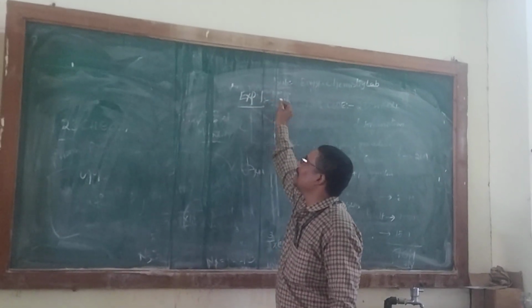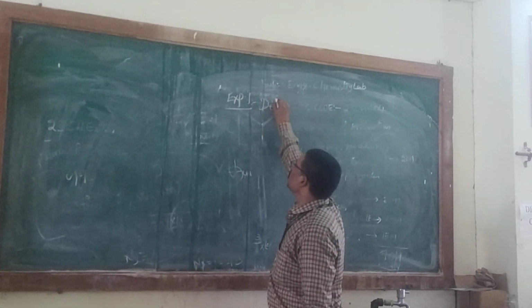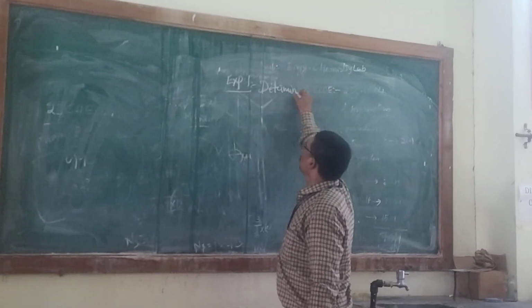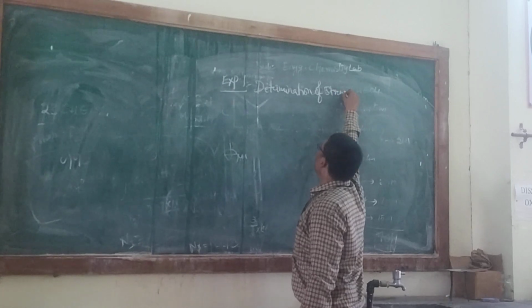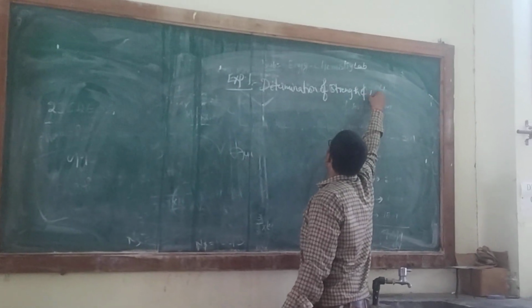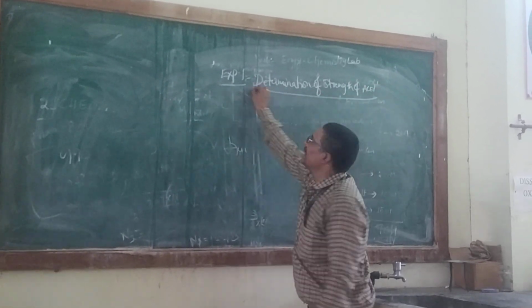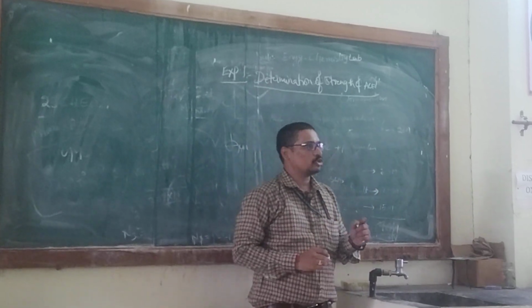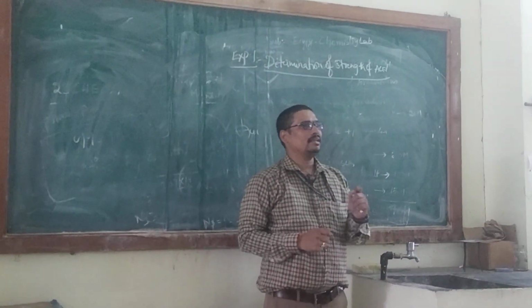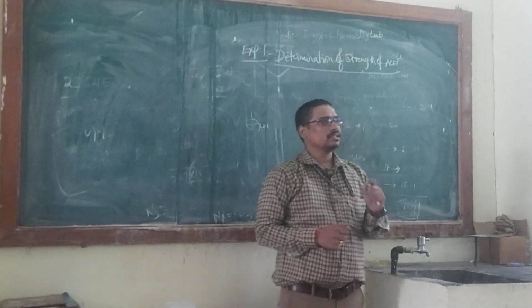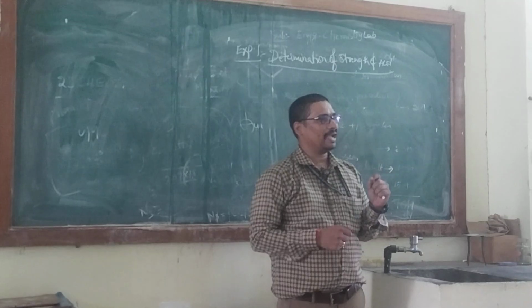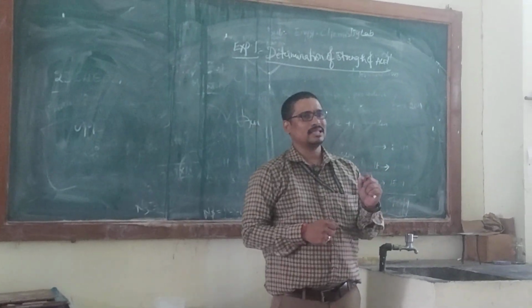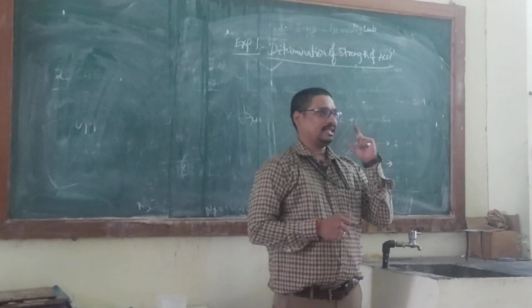Experiment number 1. What is the experiment? Determination of strength of acid in lead acid battery. For this titration, the aim of the experiment is to determine the strength of an acid present in the lead acid battery.